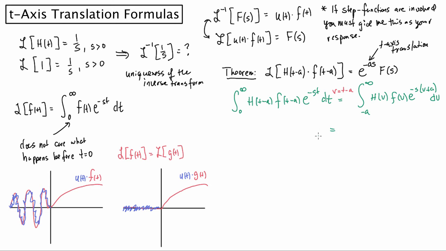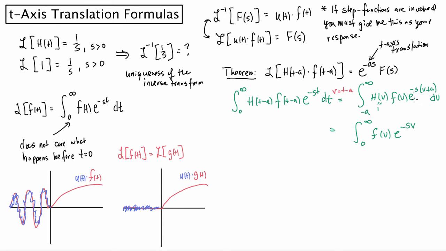And the way that the Heaviside function is defined, it doesn't turn on until time equal to 0, which means that the integral itself doesn't start until 0. And when you get to 0, the Heaviside function has a value of 1. So this is just equal to 1. And so I would have f of v e to the minus sv.